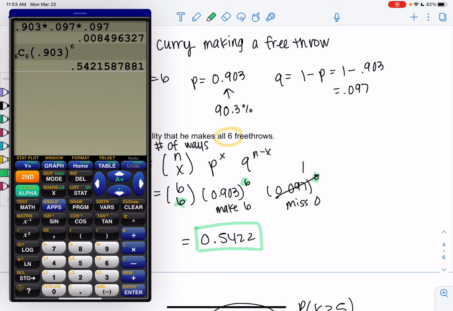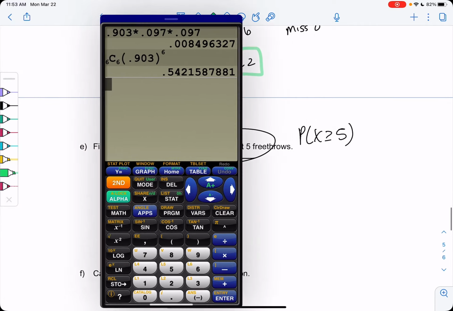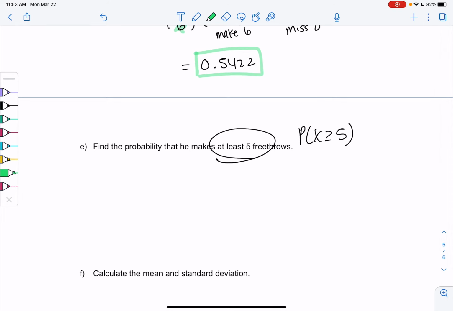So 54% chance that he makes all 6, right? Each individual one is 90%, but 54% for all of them. So now at least 5. At least 5 means 5 or more. So that would be the probability that x is greater than or equal to 5.